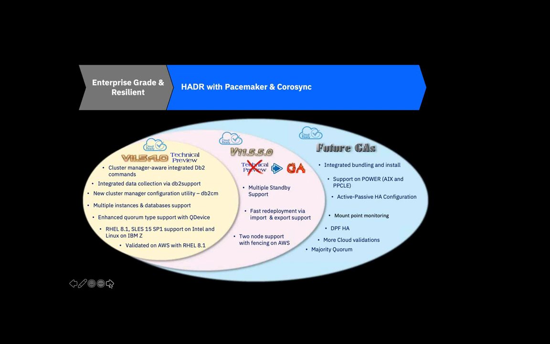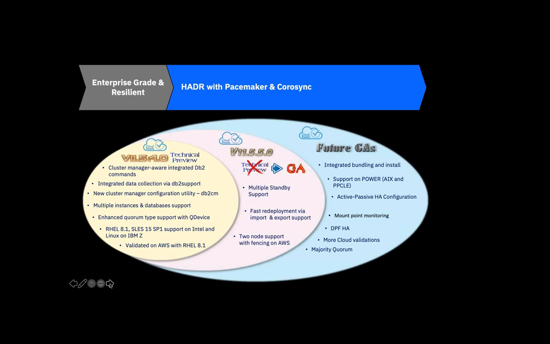And in 11.5.4, June 2020, we released a tech preview of an integrated Pacemaker and Corosync solution as a replacement for TSA. I'm happy to say that with our November 8th, 2020 release, we have GA'd this capability with multiple standbys. So now Pacemaker and Corosync supports OLTP with three standbys, the same as TSA. It allows for two-node fencing support with AWS, and it's a fully supported Db2 GA solution. This solution was certified by SAP in 3 weeks post its availability. So we see tremendous interest.